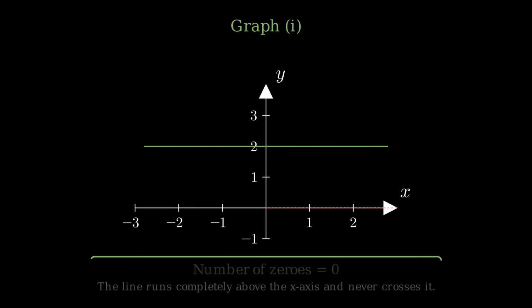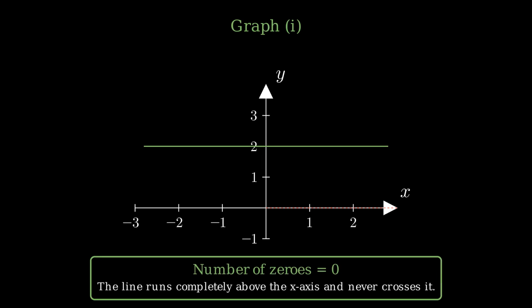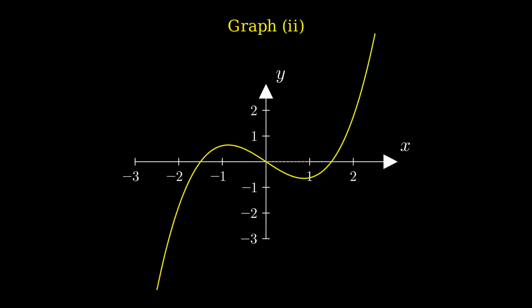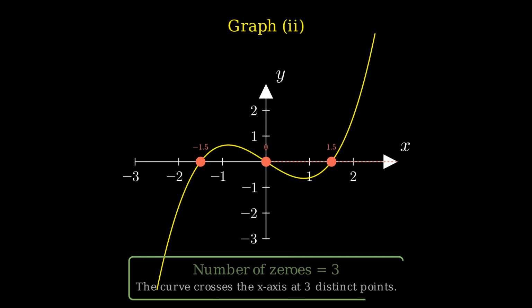We are shown 6 separate graphs, each displayed one at a time with its own coordinate axis. Let us go through them one by one. Graph 1 shows a horizontal straight line that runs completely above the x-axis. The line never touches or crosses the x-axis at any point. Therefore, the number of zeros is 0. The polynomial has no real zeros in this case.